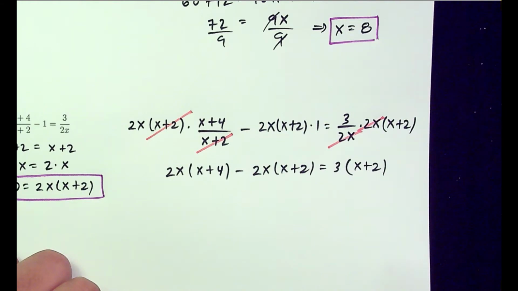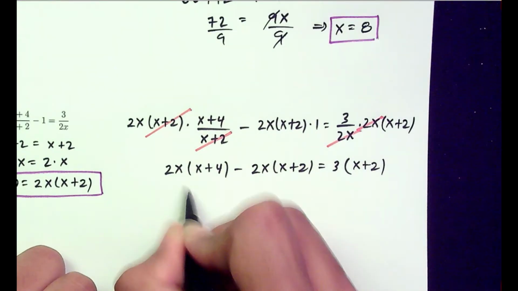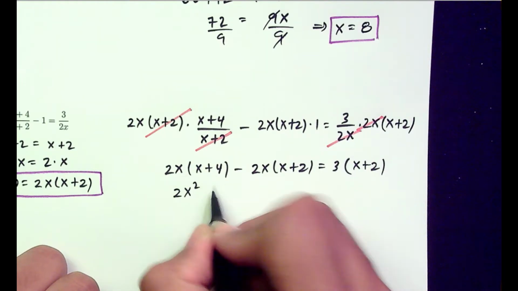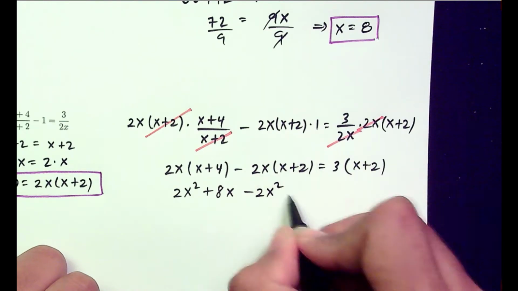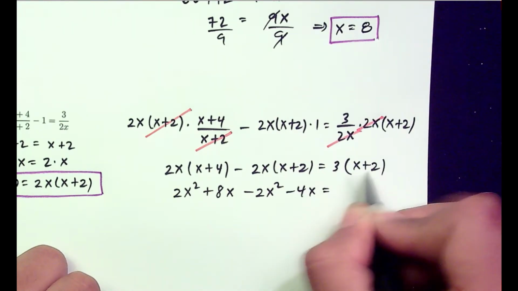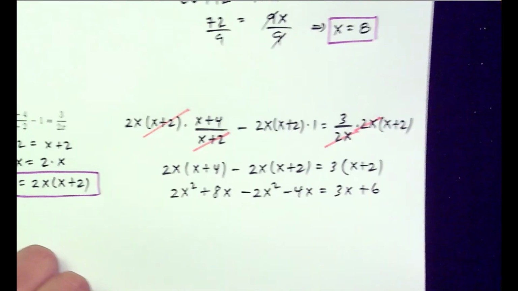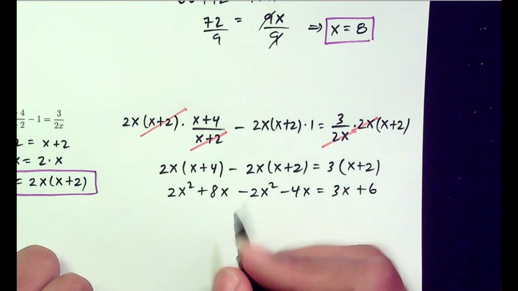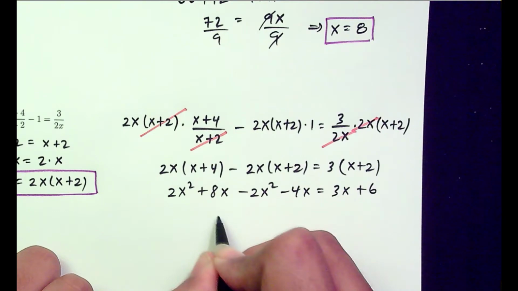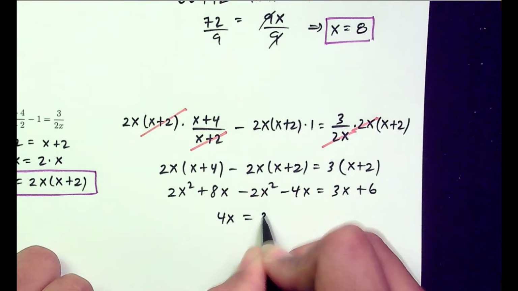Okay, now let's simplify this. Distribute, so that's going to be 2x squared plus 8x minus 2x squared minus 4x equals 3x plus 6. Now collecting like terms, these 2x squared minus 2x squared cancel each other off, so that means there's not going to be any square terms. There's not going to be any quadratic terms. And then 8x minus 4x is 4x. So 4x equals 3x plus 6.